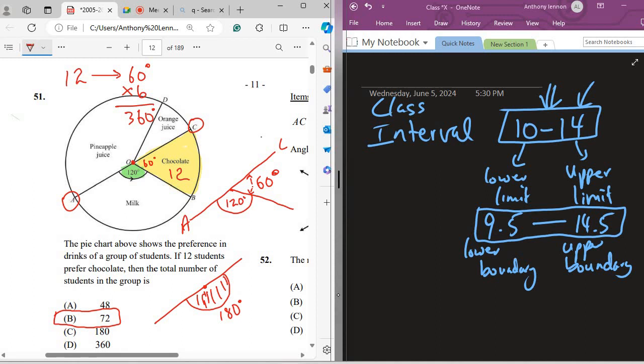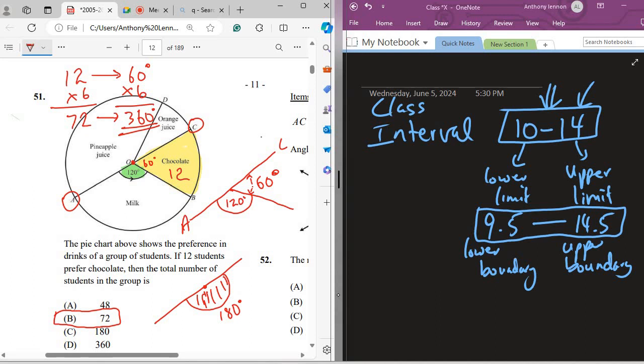6 times 6 is 36. So 6 times 60 gives you the full circle, yeah? And you can multiply this 12 over here by 6 as well. And 6 times 12 is 72, the answer we're looking for. All right? That's it. So 12 students would represent the complete circle of 360 degrees.